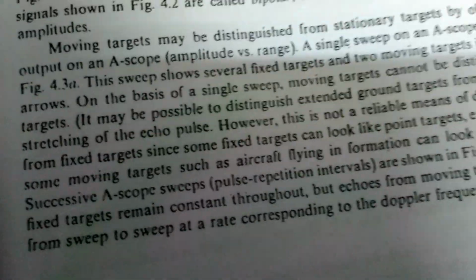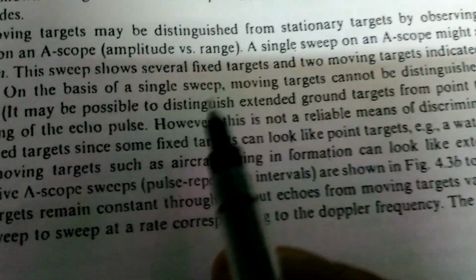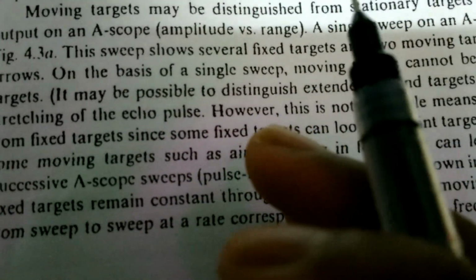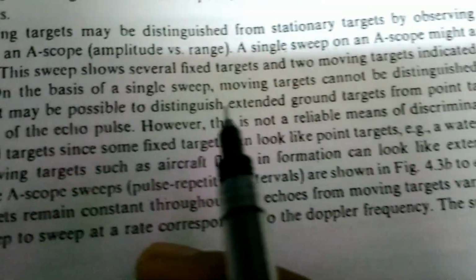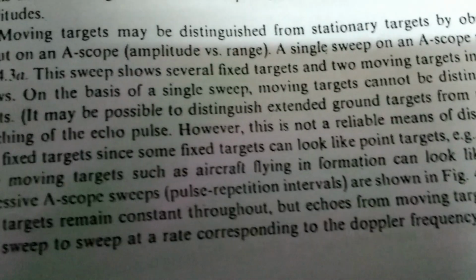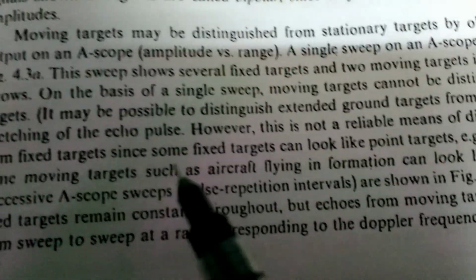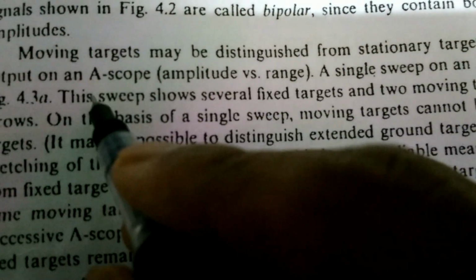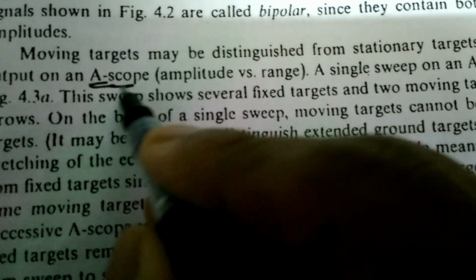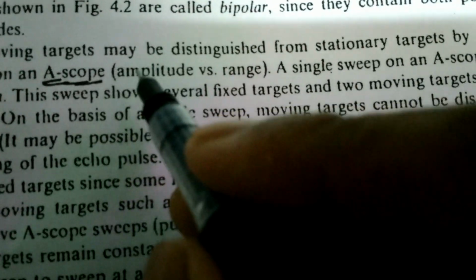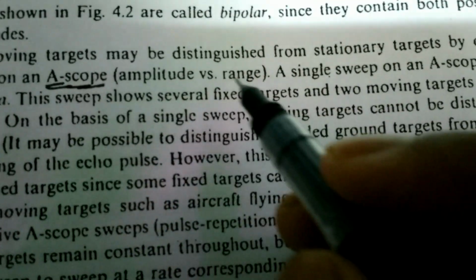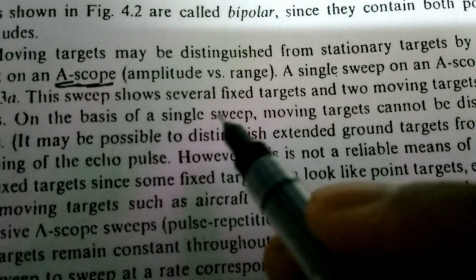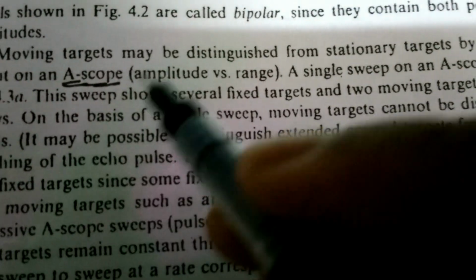Why? Because at the start of this lecture I said that the Doppler shift is going to separate the stationary targets from the moving targets. Here we are going to use some indicators: PPI, the plan position indicator. Then one more indicator present is the A scope. This is nothing but an amplitude versus range indicator. That means at this range, what is the respective amplitude?